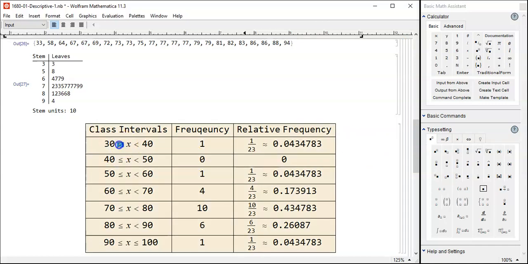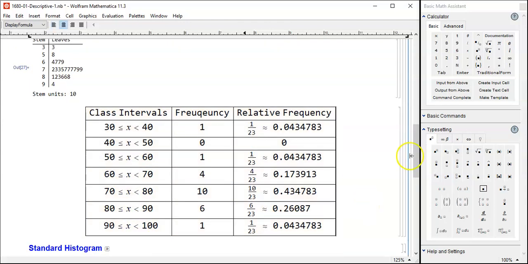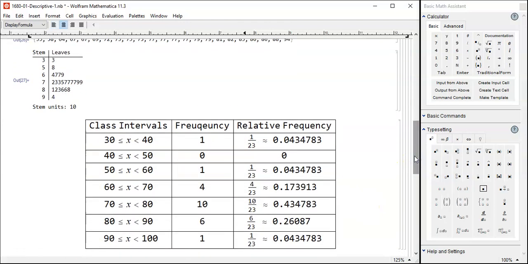And then please look at this class interval. Less than or equal to the left-hand side, and then right-hand side is strictly less. Actually, this should be strictly less too. Nobody scored 100, so it's okay. And this is how the class intervals behave. Smaller number, less than or equal to, and for the larger number, strictly less. And the class interval sizes are all the same.